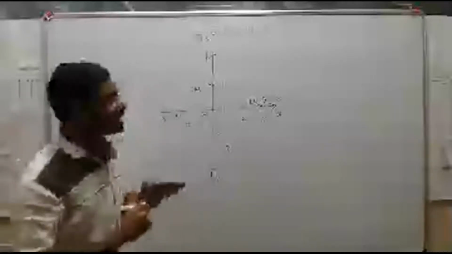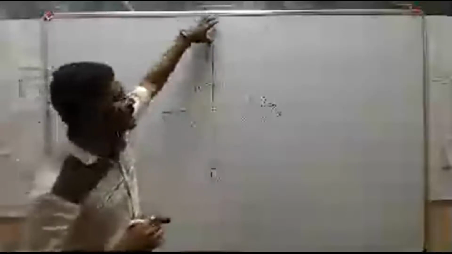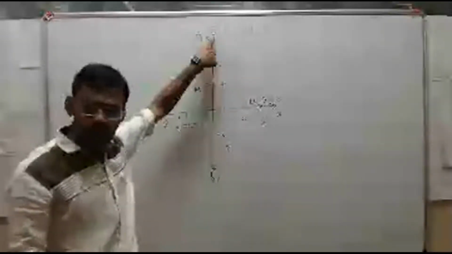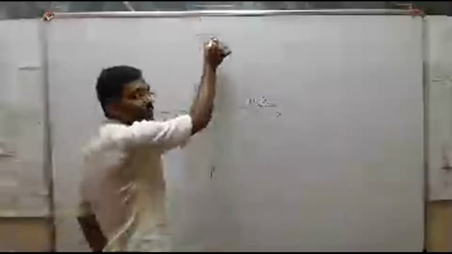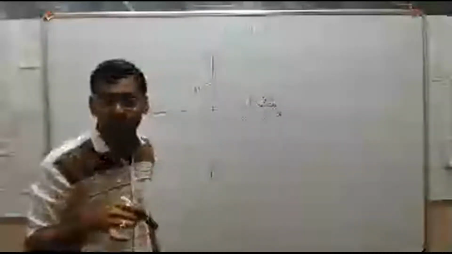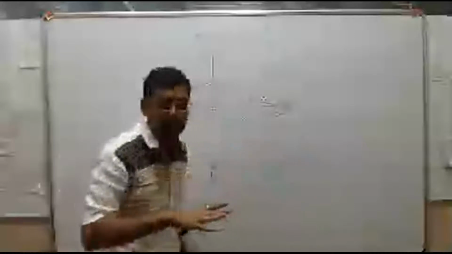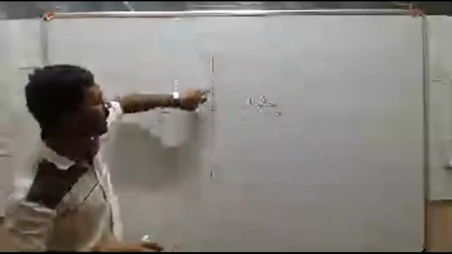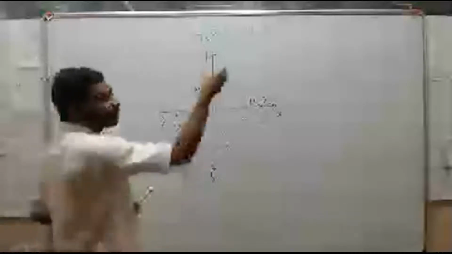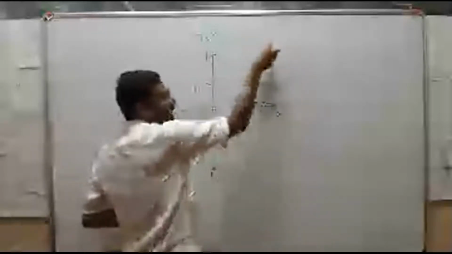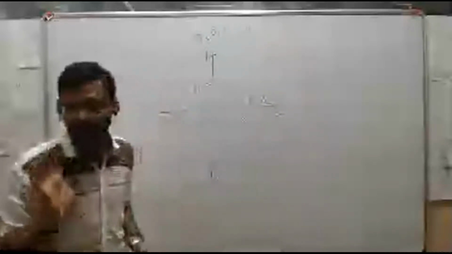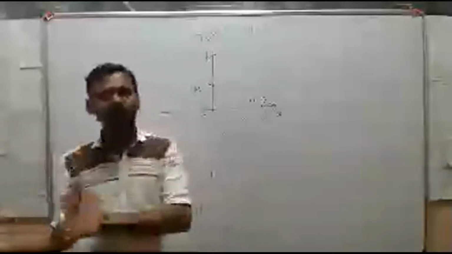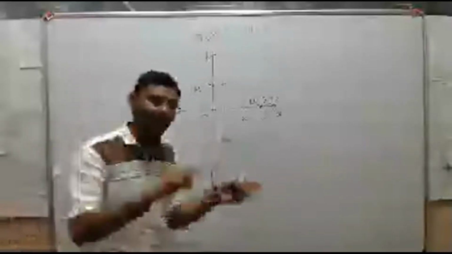Keep in mind, students: if the x value is 0, the point lies on the y-axis. If the y value is 0, the point lies on which axis? The x-axis. X value 0 means it lies on the y-axis. Y value 0 means it lies on the x-axis.